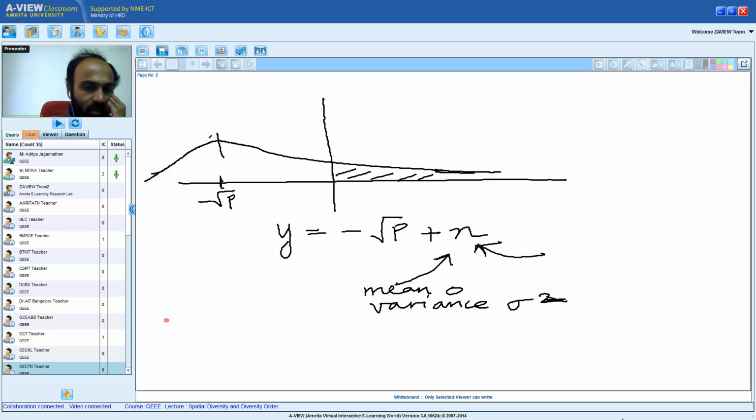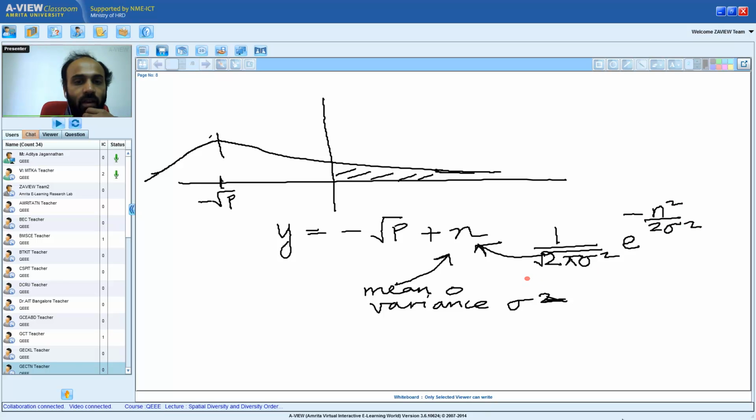Do you remember what is the probability density function of the Gaussian? One by root 2 pi sigma square e raised to minus n square by 2 sigma square. Thank you. Yeah, that is 1 by square root of 2 pi sigma square e raised to minus n square divided by 2 sigma square. Now I have n minus square root of p. So what is the distribution of y?